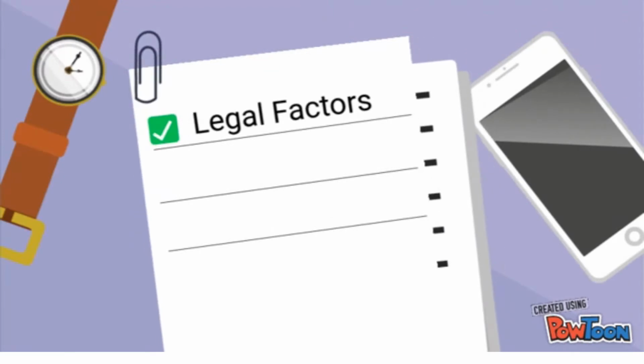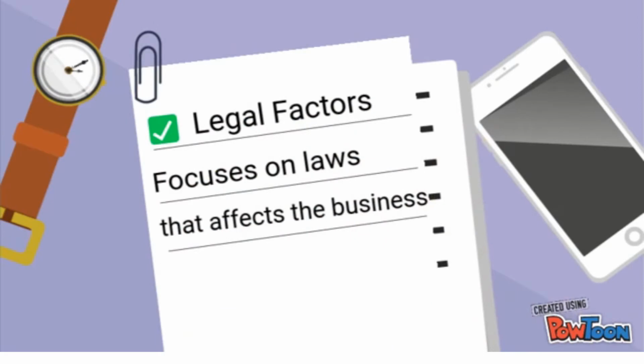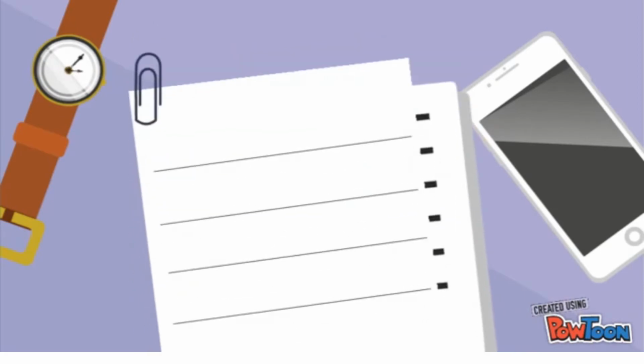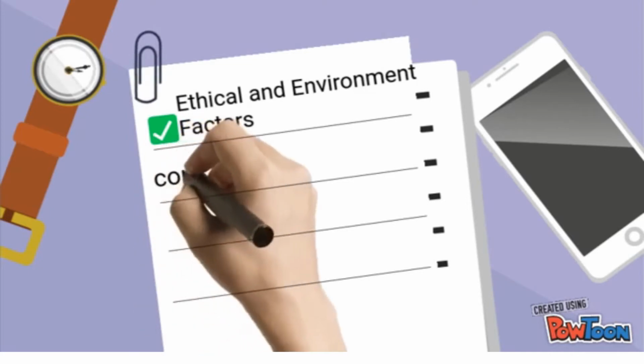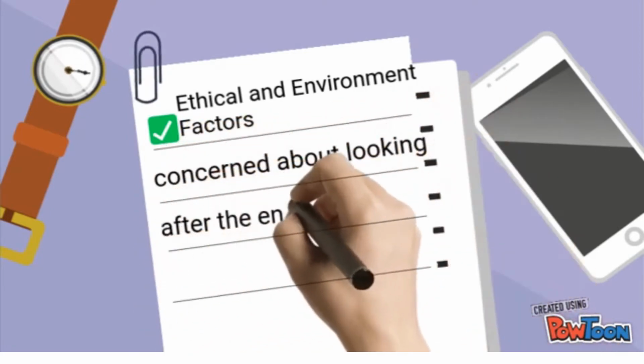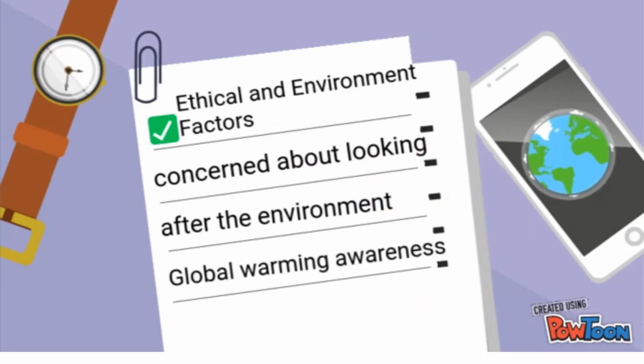Five are legal factors. These are closely related to political factors but focus on laws that affect the business. Last is ethical and environmental factors. It's concerned about looking after the environment because this really affects the business. A great example is the more pollution emitted, global warming arises, and affects growth of raw materials for business.